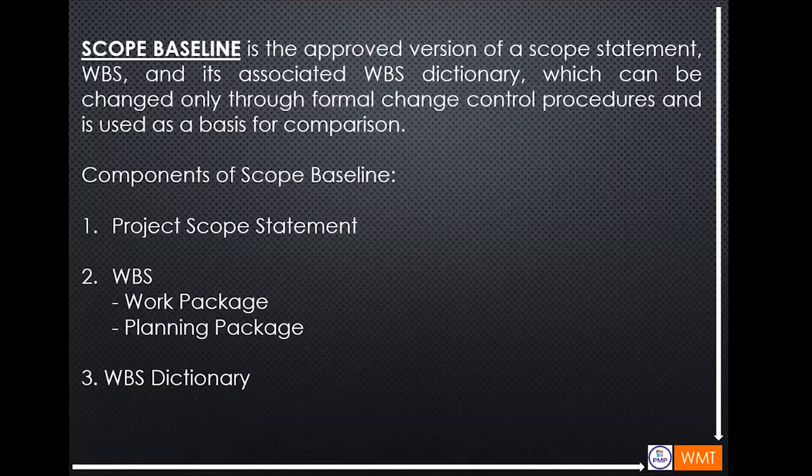So normally in a project, we have to avoid the scope creep. Scope creep is defined as the uncontrolled expansion to the product or the project scope without adjustments to time, cost, and resources. So the meaning of the scope baseline is the approved version of the scope statement, WBS, and its associated WBS dictionary, which can be changed only through formal change control procedures and is used as a basis for comparison. The components of this scope baseline are the project scope statement, the work breakdown structure, the work package, planning package, and the WBS dictionary.